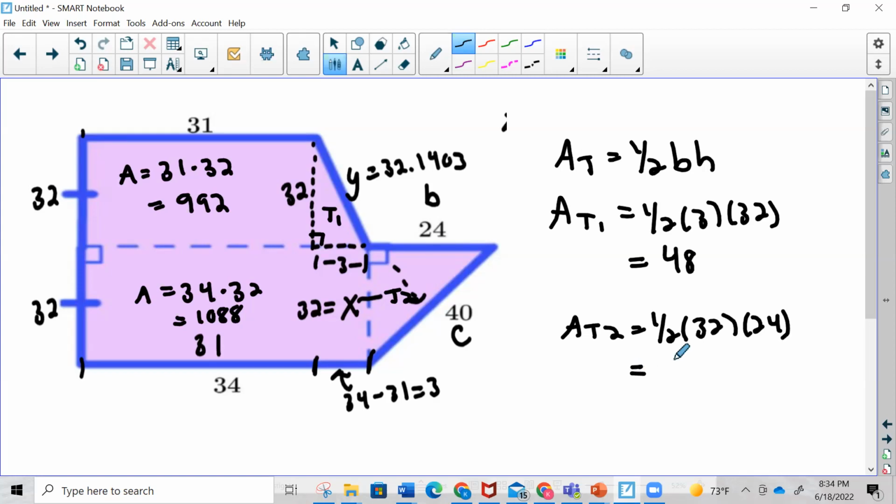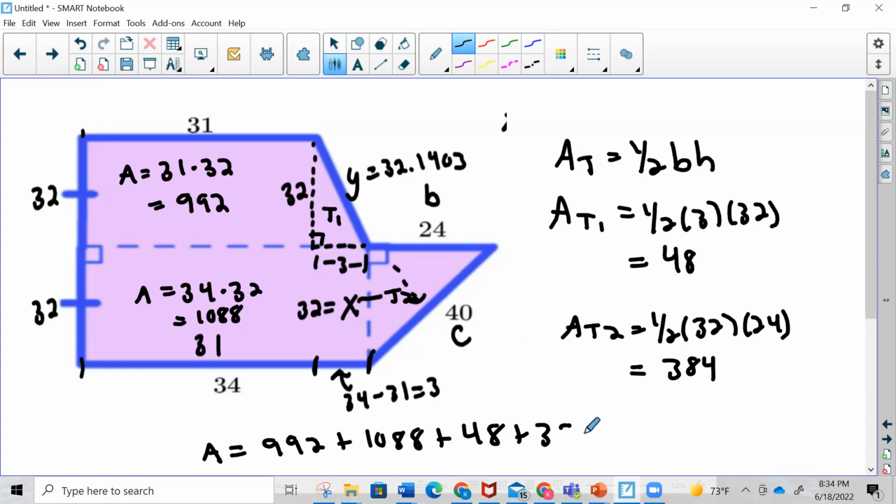Which is 384. And then for the area, we're going to add our four areas together. So 992, 1088, those two rectangles, this triangle 1, which we got to be 48, and this triangle 2, which was 384. And that gives us 2,512 units squared. Okay, so hopefully that helps if you're stuck on that homework problem.